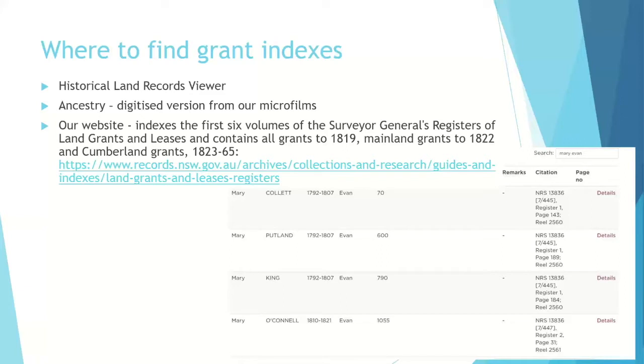And we have 4 women whose first name is Mary, who got a grant in what was then called the Evan District. Mary Collett, Mary Putland and Mary King in 1807, and Mary O'Connell in 1810.